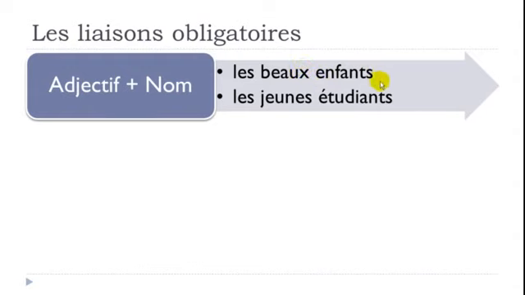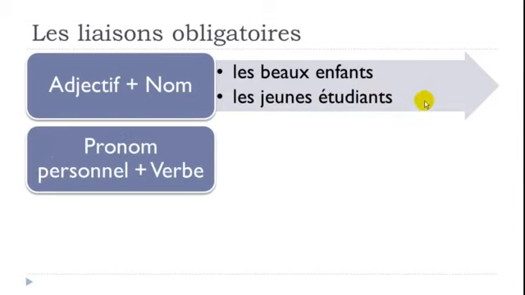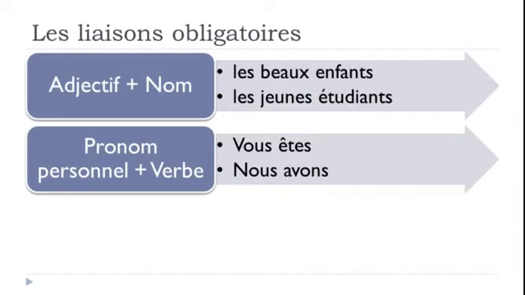Les beaux enfants, all right? Les jeunes étudiants, all right? So same thing here, the link between the two, les jeunes étudiants. And then if you've got this pronom personnel, so I, you, he, she, etc., and then your verb, in that case I took vous, and then the verb être, to be, so you get vous êtes, so you make the liaison between the two, and then avoir, to have, nous avons. So remember, pronom personnel, then the verb, you make the liaison.